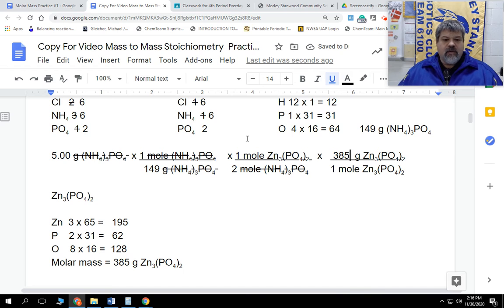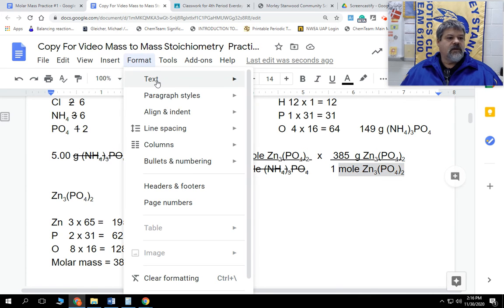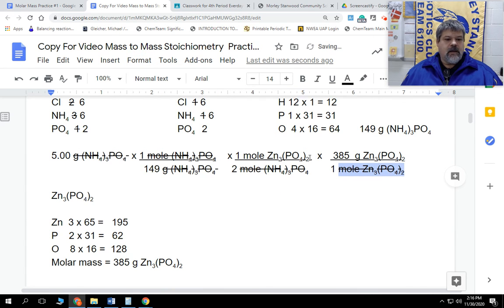Now again, can I get rid of anything? Well, I have moles of zinc phosphate here and moles of zinc phosphate there. So let's strike that through, and let's strike this one through. Now I'm left with grams of zinc phosphate. I'm just going to pull this one over just because it's there. So I know that it's going to equal grams of zinc phosphate.